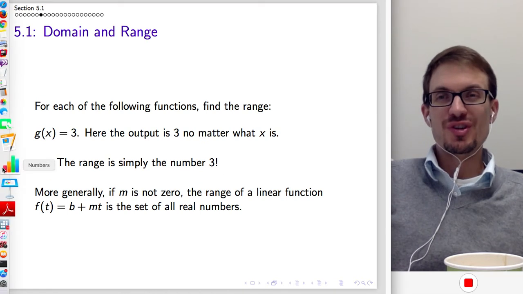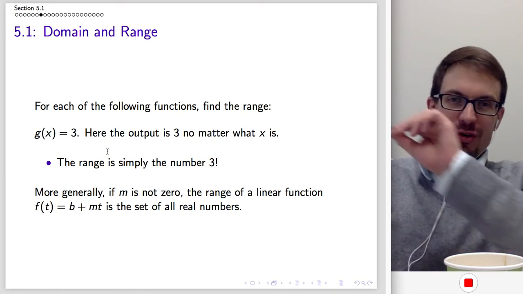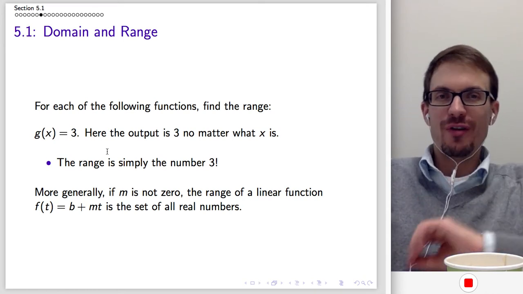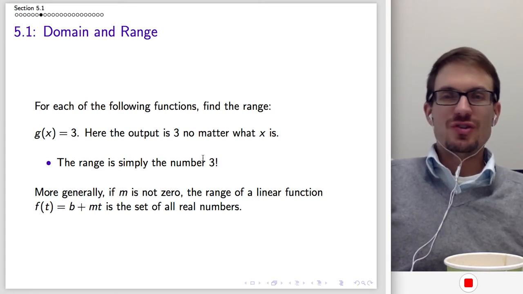What about this one? g of x equals 3. This tells us the output is 3, no matter what x is. This is the horizontal line at 3. The range is simply the number 3. It tells us all values of x map to 3. So the range is simply the number 3.